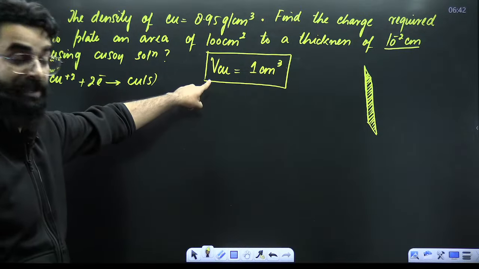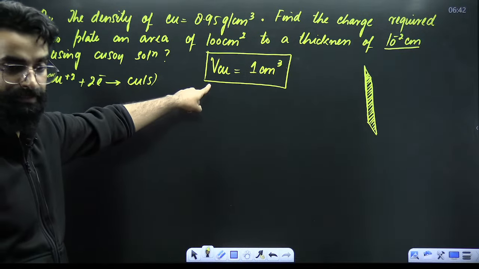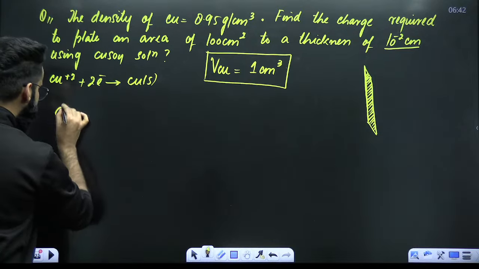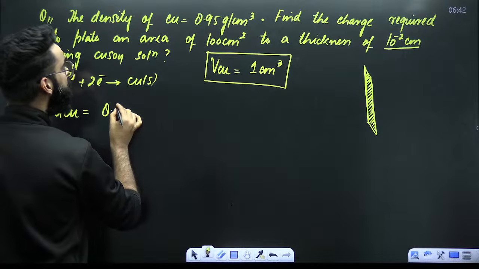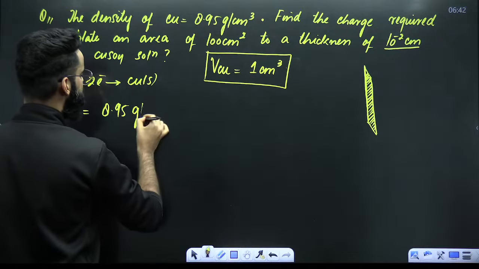Right? This much volume of copper we are depositing on the plate. Correct? Now tell me, is the density of copper given to you? Absolutely. How much? 8.95 grams per centimeter cube.